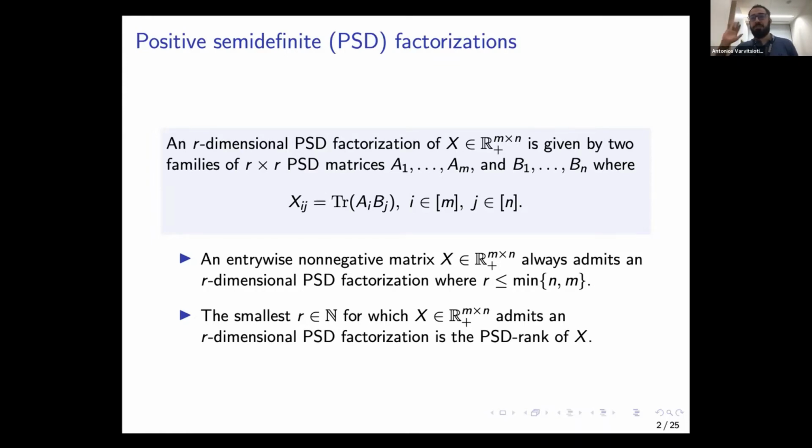It's as if someone has told me to find a 5-dimensional PSD factorization. So that's what we're looking for, and it's easy to see that if your R is large enough, at least the minimum of the number of rows and number of columns, you can always find the PSD factorization. That's not that difficult. What is more difficult is to find the smallest R for which your matrix actually admits an R-dimensional PSD factorization, and that is known as the PSD rank of X. It's a very nice, very cool quantity.